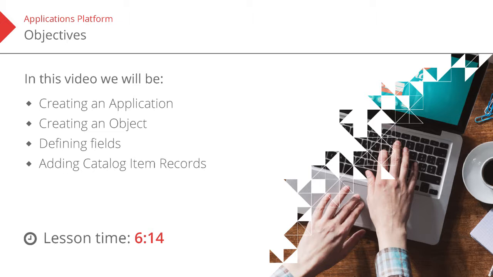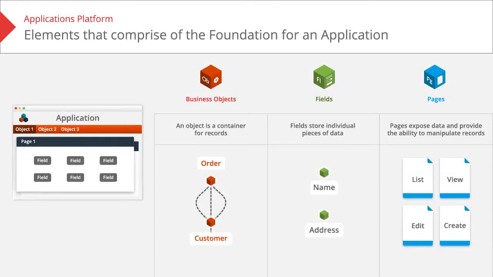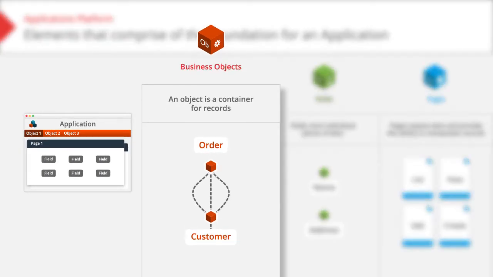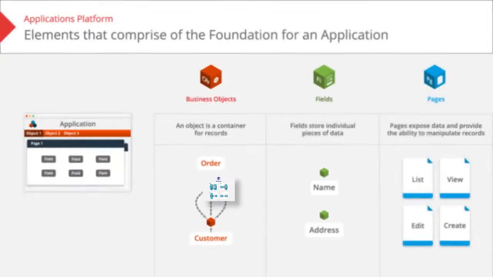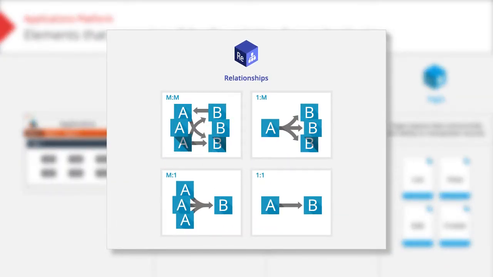Before we begin, we need to describe some of the common elements that are the foundation for an application. We have applications, which are the overall containers; objects, which are containers for records of the same type, such as orders and customers; fields that store individual pieces of data such as name or address; and relationships, which specify how records are related to one another, for example, many to many, one to many, many to one, and one to one.